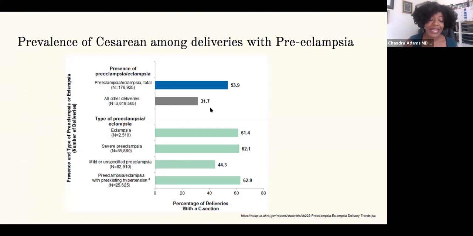Of women who are diagnosed with preeclampsia, 54% of them will deliver by cesarean. So you already have this issue of high blood loss, and you add to it the additional risk factor of cesarean, compared to the 30% average across the board of how many women get cesarean, which I still think is too high, but that's a conversation for another day.